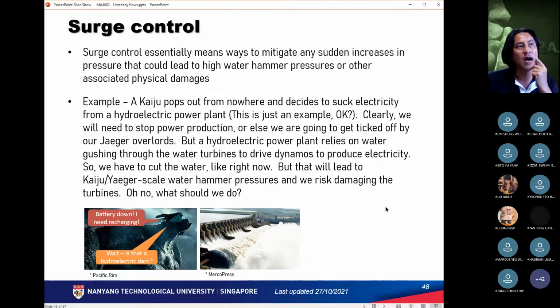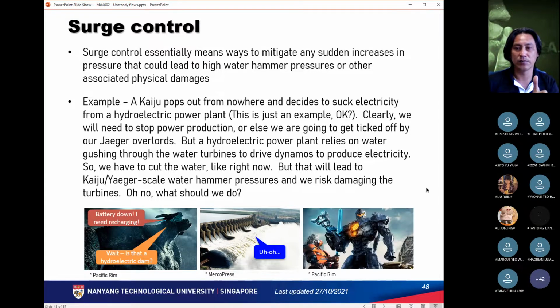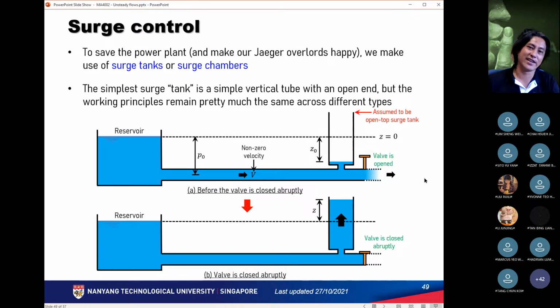We have to make sure there are ways that we can build into the facility in the first place, so that at the end of the day, should we need to go for rapid closure, the facility will not be damaged, or else we'll be angry. This guy will be rather miffed, isn't it? So this is what surge control is all about.